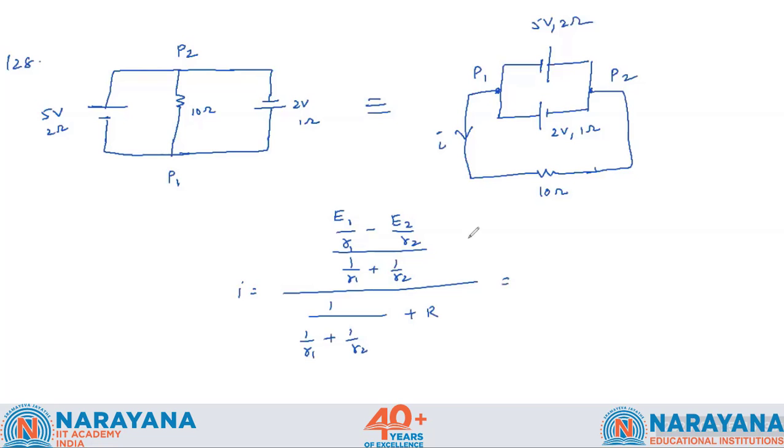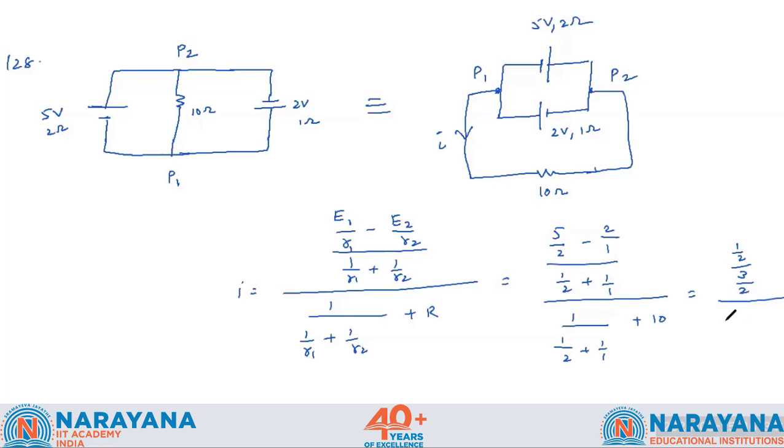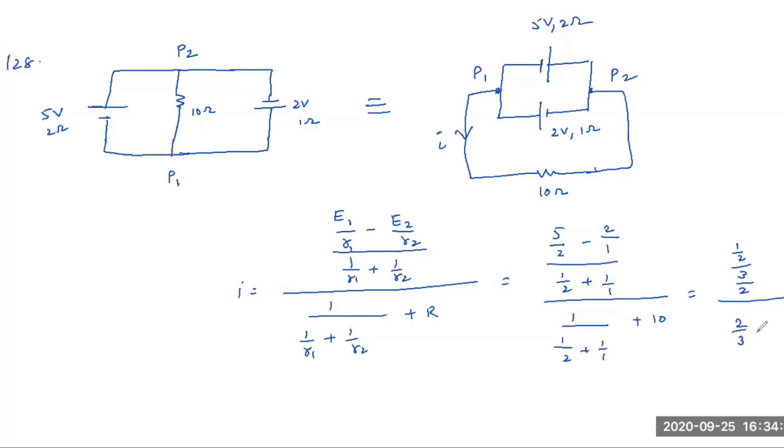Clear? So if I substitute in this, what is E1? 5 by 2 minus 2 by 1, divided by 1 by 2 plus 1 by 1, plus R, which is 10. So solve this equation. What do I have? 5 by 2 minus 2 by 1 means 1 by 2, divided by 1 by 2 plus 1, which is 3 by 2. 1 by 3 by 2 means I can write 2 by 3, plus 1.